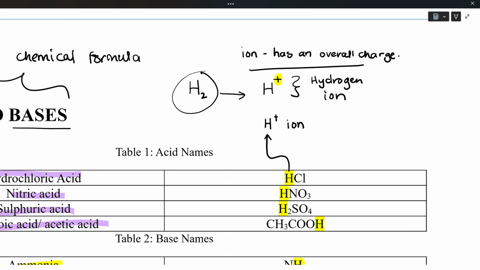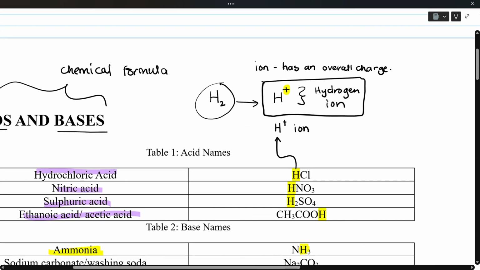Okay, so if any chemical formula has a hydrogen ion in it, then it's most likely regarded as an acid. So that's what you want to look for in an acid.